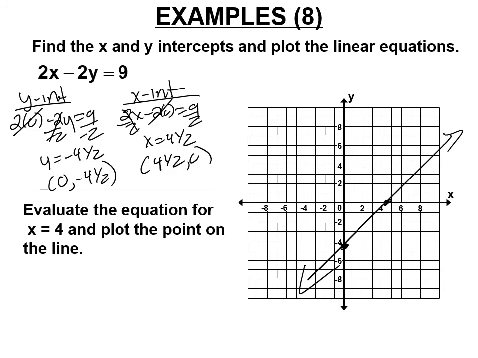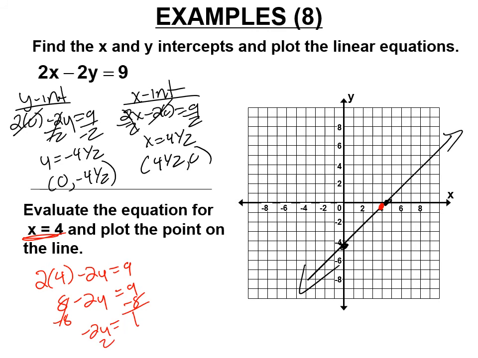All right, so evaluate the equation for x equals 4. All right, x equals 4 is right there. It's below the x-axis. So that means the x coordinate equals 4, and 8 minus 2y equals 9. Subtract 8 from both sides. -2y equals 1. Divide by -2, and you get y equals -1/2.